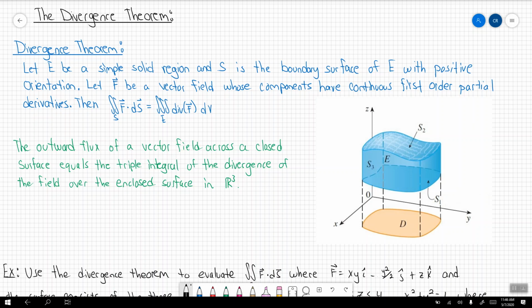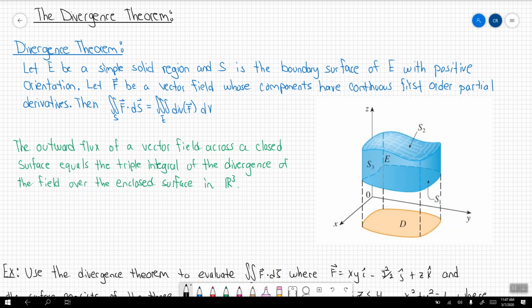Now, what does this tell us? Well, this actually tells us here in green that the outward flux of a vector field across a closed surface is the triple integral of the divergence of the vector field over the enclosed region in R3. I want you to think about that just a little bit more.